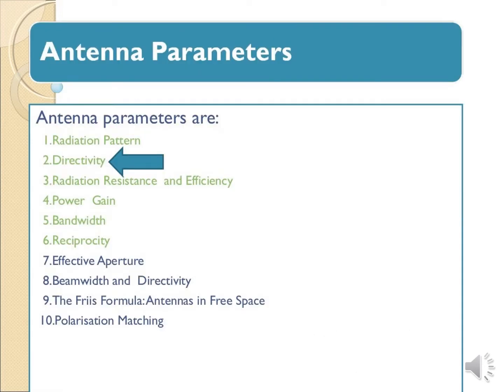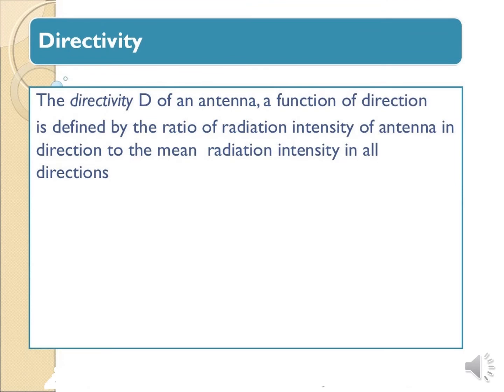The next parameter is directivity. From the name itself you can see that directivity is a function of direction. It completely depends upon the direction of the antenna. It is defined as the ratio of the radiation intensity of the antenna in a given direction to the mean radiation intensity in all directions.